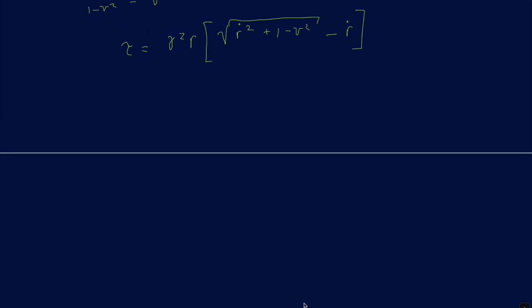So let's start by considering this square root. What we see is that we have a 1 here, so positive. R dot squared is positive, and v squared is always less than 1. So this argument is guaranteed to be positive. So there's no possibility of a complex tau. So that's a good sign.